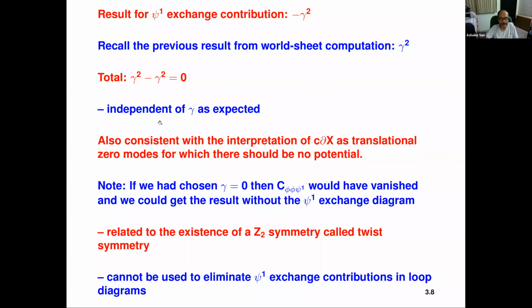So first of all, it's independent of gamma, as expected. And it's also consistent with the interpretation that C del X is a translational zero mode, and hence there should be no potential for C del X.